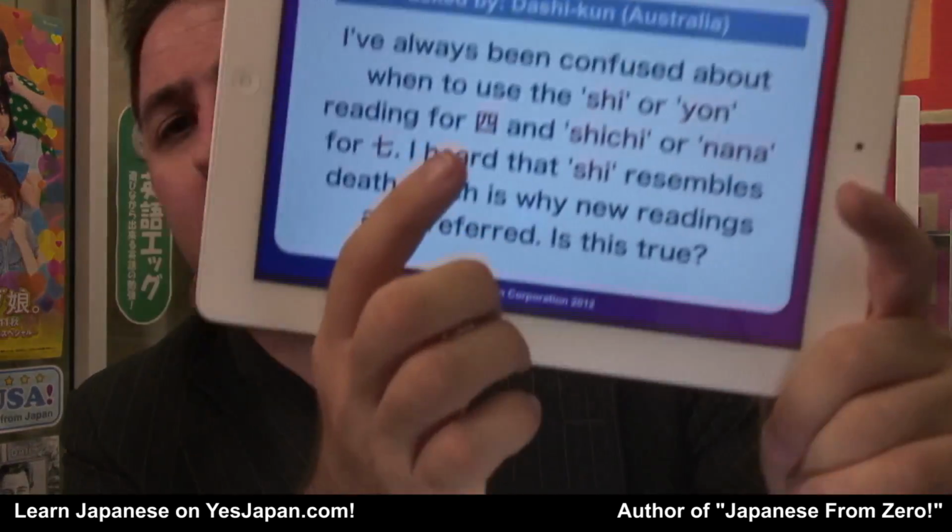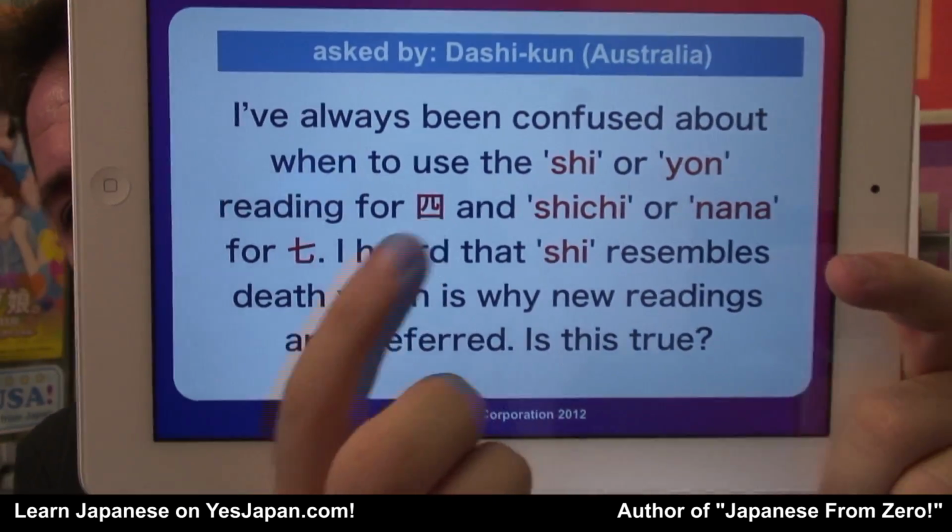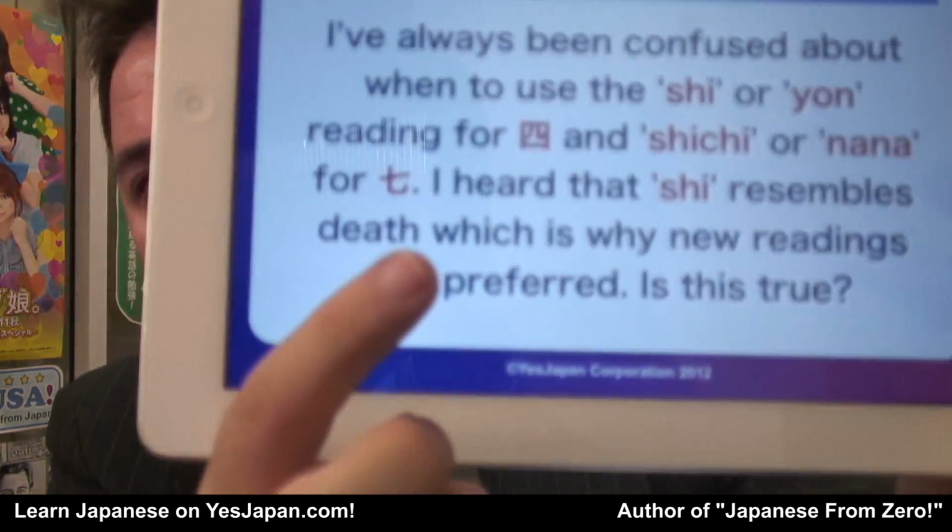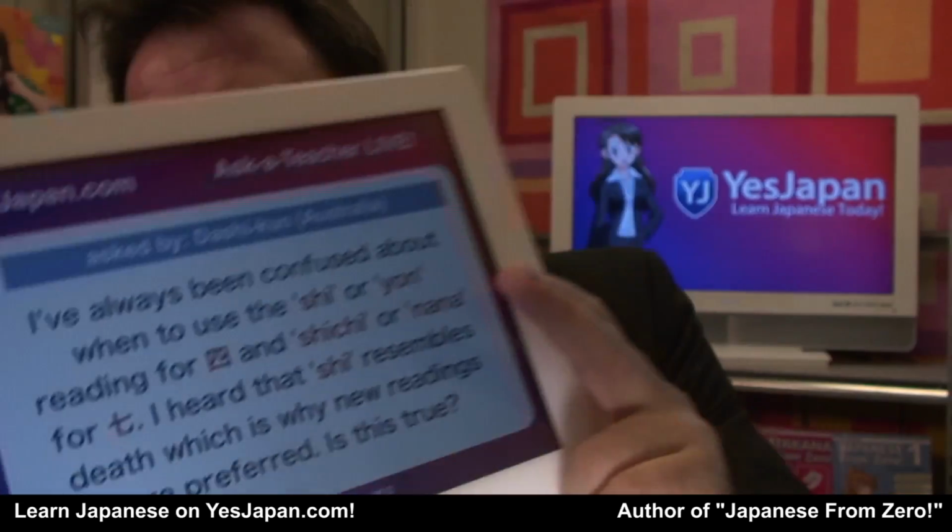He says, I've always been confused about when to use shi or yon when reading the kanji for four. Here we go. Look at this kanji right here. That can be read two ways, shi or yon. One is the onyomi, the Chinese reading, and one is the kunyomi, the Japanese reading. And shichi or nana for the kanji seven, and here is that kanji right there.